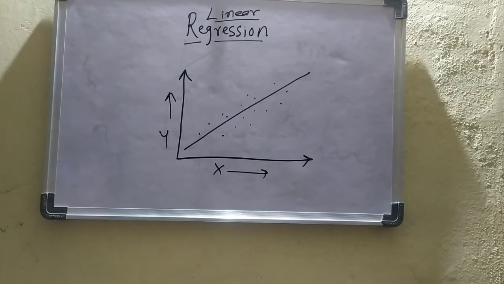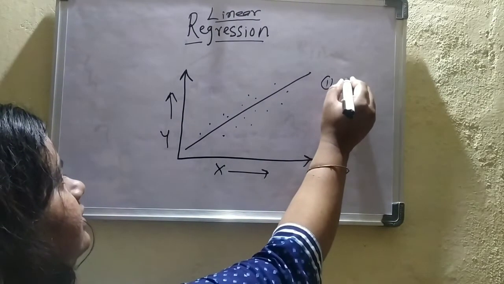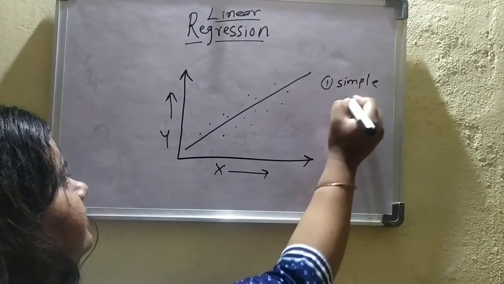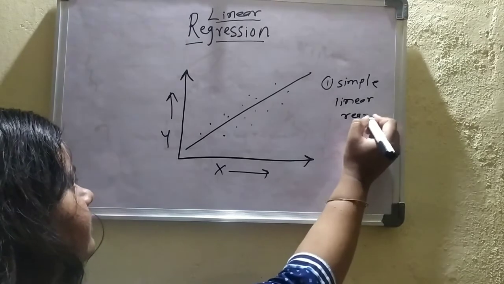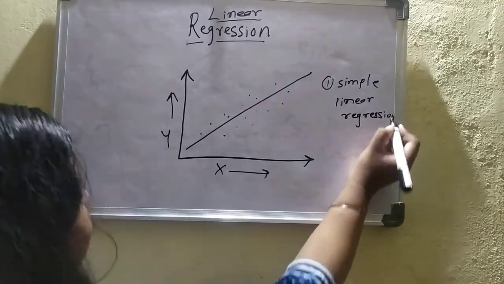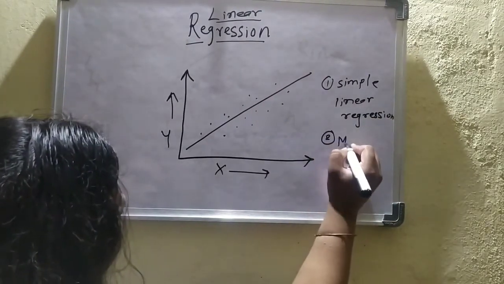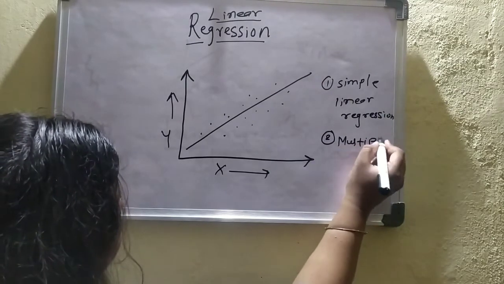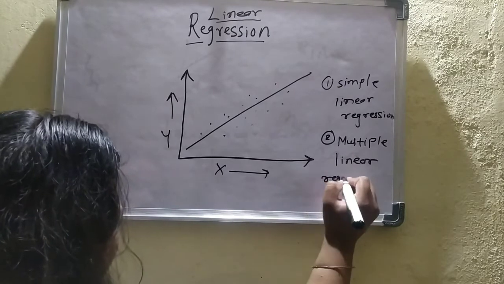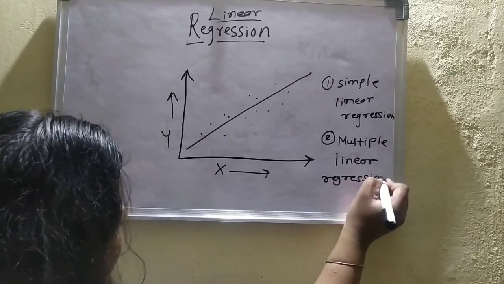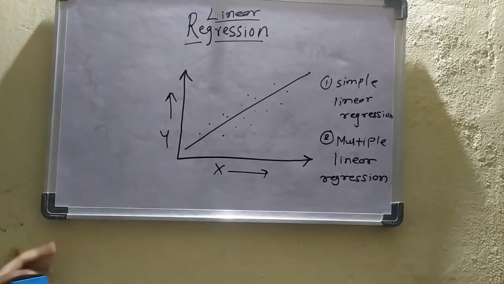In linear regression, there are two types. The first one is simple linear regression, and the second one is multiple linear regression. These are the two types in linear regression.